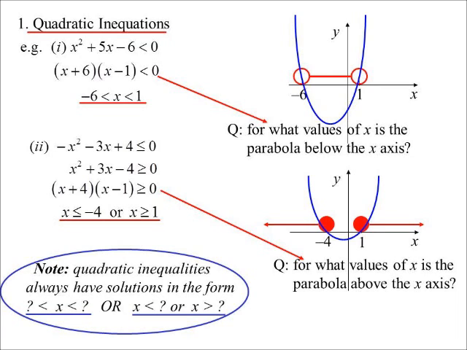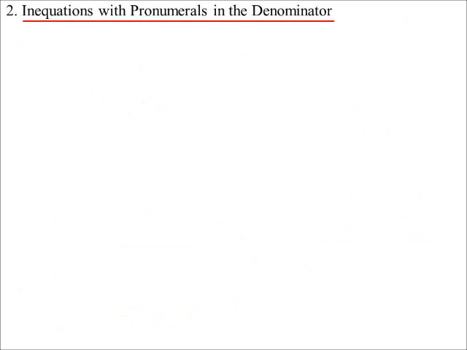There's probably a 2-unit level type of inequation. Now we move to a 3-unit level. You won't see these sorts of ones in a 2-unit paper, where pronumerals appear in the denominator. Here's a very, very simple one, of course. 1 over x is greater than or equal to 3.